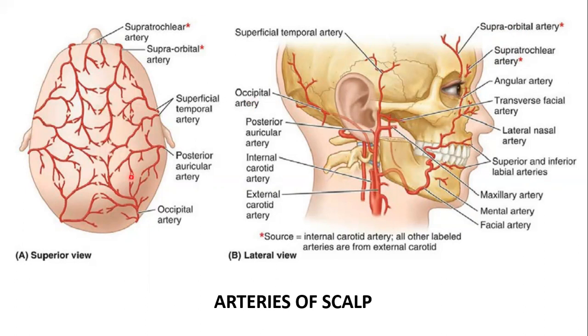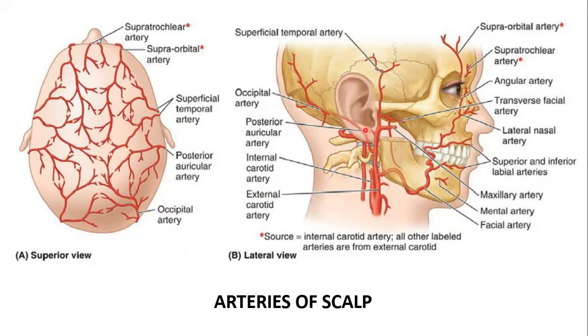And the rest of these three, superficial temporal, posterior auricular, and occipital, come from this external carotid artery. You can see and identify all of these. This is the occipital artery, this is the superficial temporal artery, and third is the posterior auricular artery. This posterior auricular all stems from the external carotid artery.